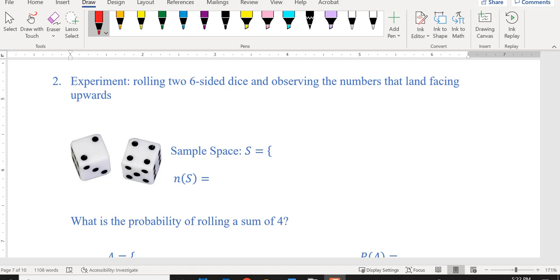Our next example, our experiment is rolling 2 6-sided dice and observing the numbers that land facing upwards. Remember that our sample space is all those ordered pairs, 1,1, 1,2, and so on, all the way up to 6,6. Okay, how many things did we have in that sample space? The number of items in our sample space was 36.